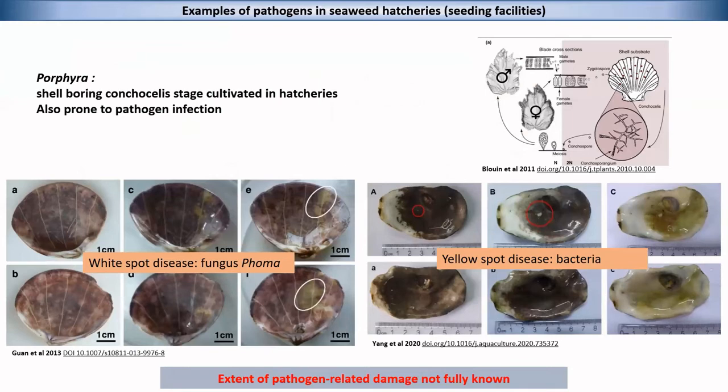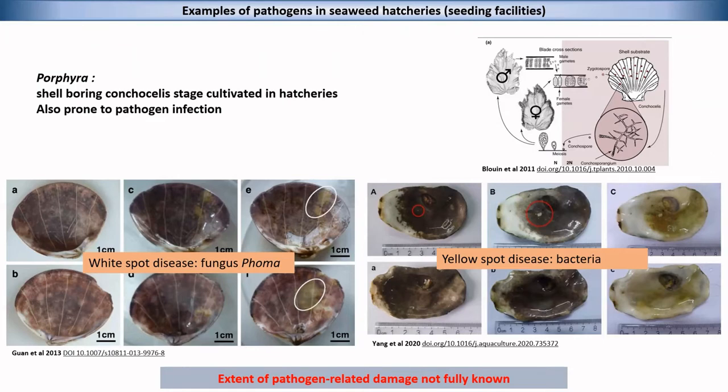Whereas the previous slides showed the impact of pathogens during the stage of biomass production, I will now switch to some pathogens that can impact the seeding stages, so the hatchery stages. Here again, we look at the red alga Porphyra, but this time we look at the diploid conchocelis stage, which is used in seeding farms for the preparation of seedling material. This conchocelis stage of Porphyra is microscopic and shell boring.